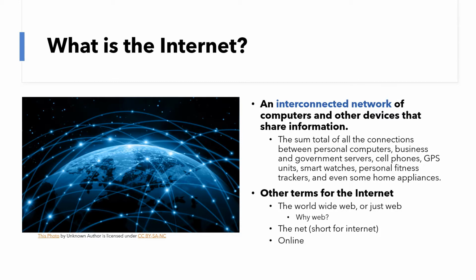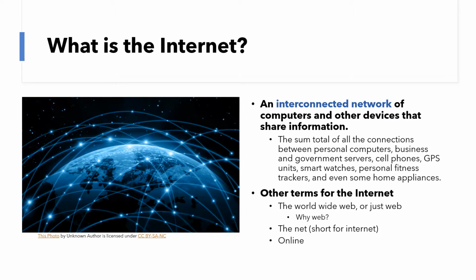When we're talking about the internet, we're not talking about any one of those things. We're talking about the sum total of all of those connections. And they might be between your personal computer, a business or the government's servers, people's smartphones and cell phones, GPS units, smartwatches, personal fitness trackers, and even now some home appliances are internet enabled. So the internet is the connections between all of those different things.